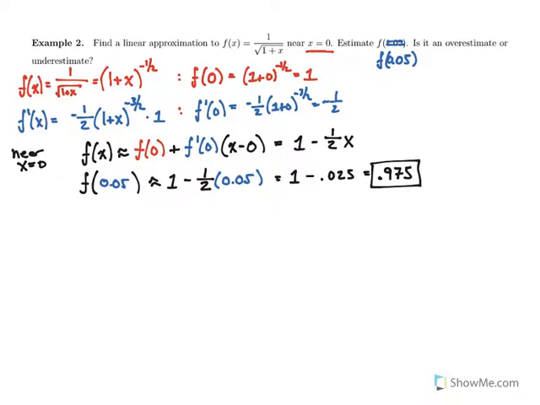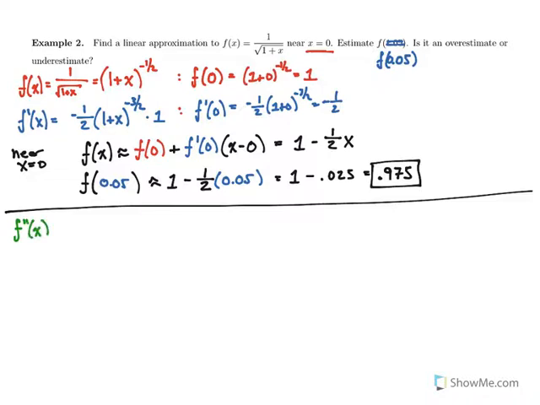All right, I'm just going to assume we don't know what 1 over square root of 1 plus x looks like. If you do, that's great. But let's just do it algebraically to find if this is an over or underestimate. We need to find the second derivative. To do that, we just take the derivative of the first derivative. That's going to be negative 1/2 times negative 3/2 times (1 plus x) to the negative 5/2 times the derivative of the inside, 1.